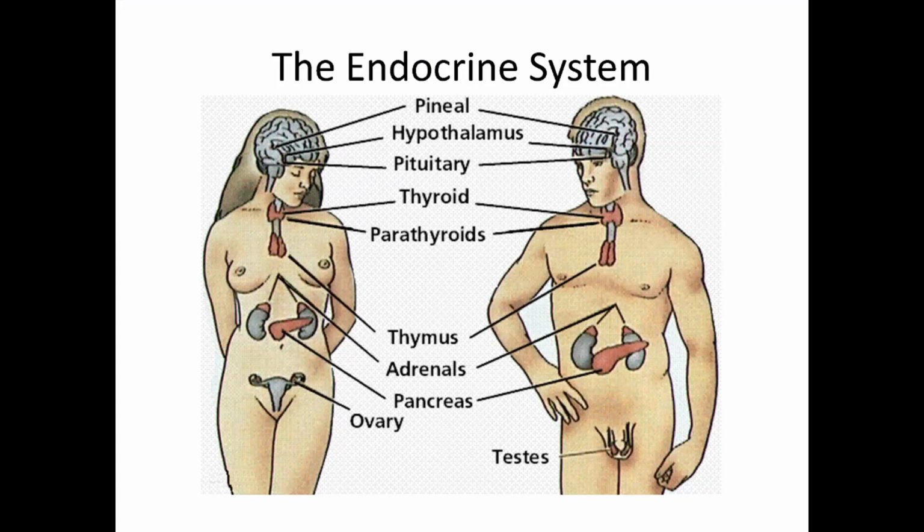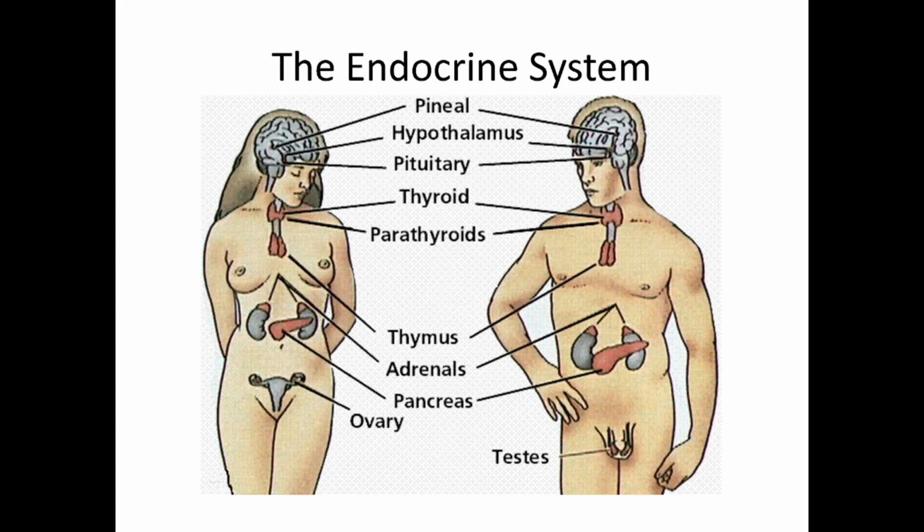Melatonin controls our day-night cycles. The hypothalamus sits right in front of the thalamus, and it's the connection to the pituitary gland. The pituitary gland hangs down below the cerebral hemispheres. It is the master gland of the body because it produces six different hormones and releases two others, most of which have an effect on other glands.